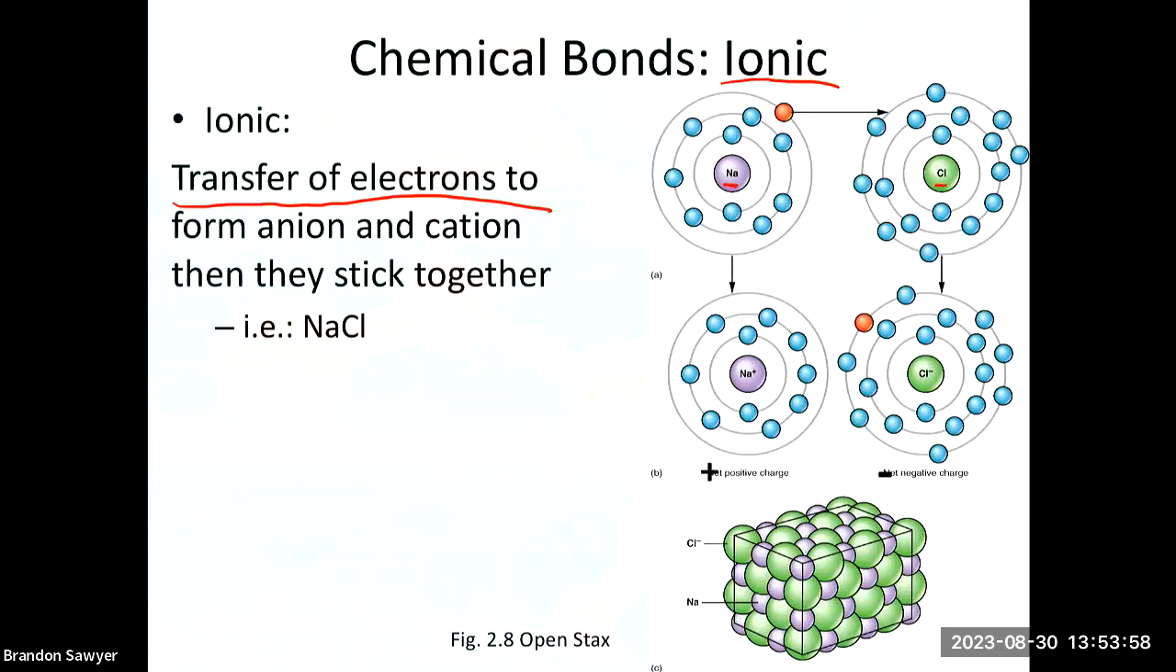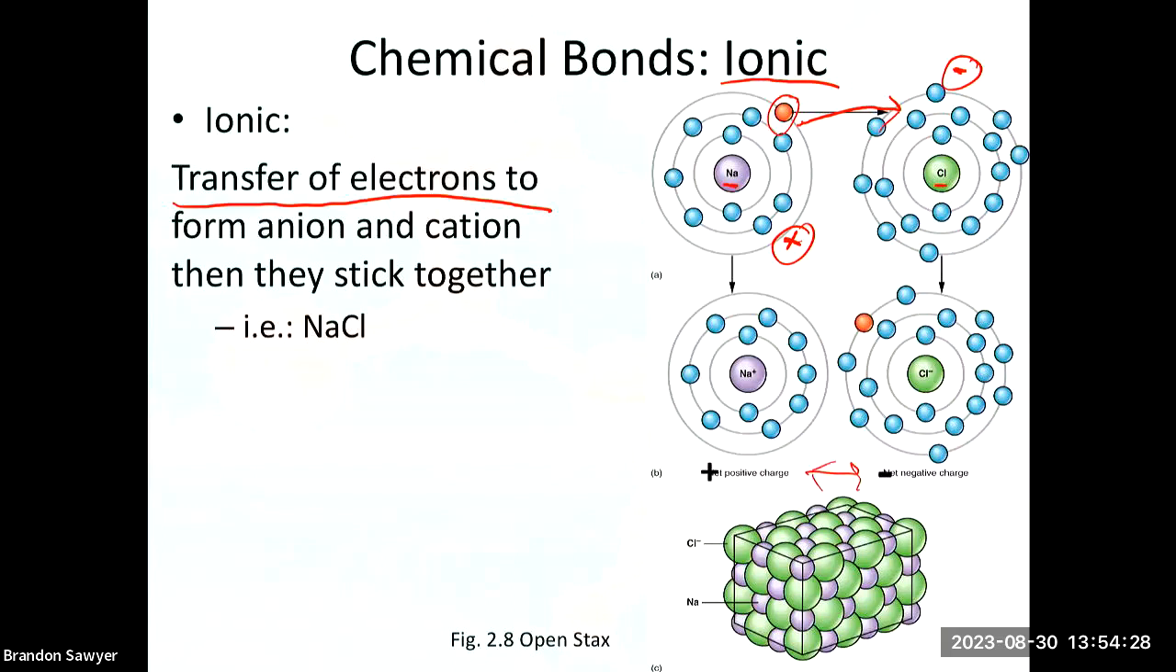Sodium only has 1 electron in its valence shell. Chlorine has 7, so chlorine is pretty much ready to take 1 more electron to be full. If sodium gets rid of that 1, then its valence shell is full. So we get 1 electron donated here. This one now took on 1 more electron, so it's negatively charged. This one lost an electron, so it's positively charged. And now these are going to stick to each other.